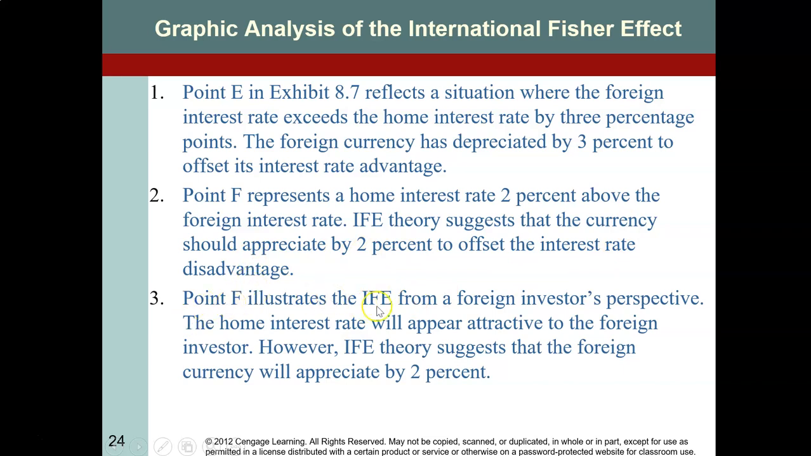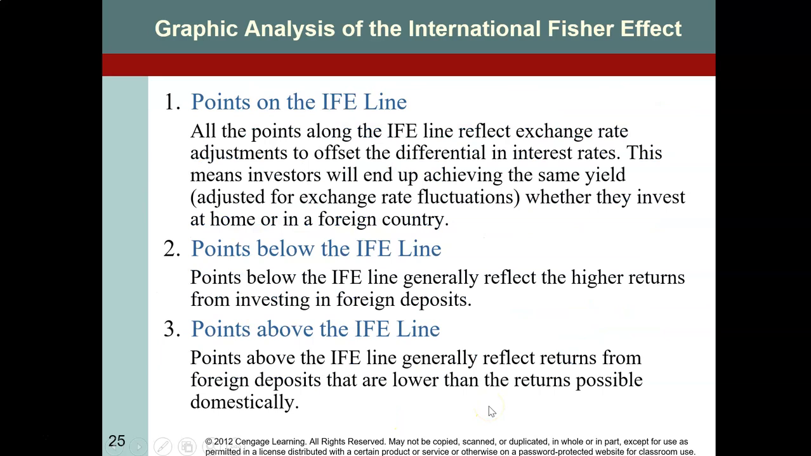Point F illustrates the IFE from a foreign investor's perspective. The home interest rate will appear attractive to foreign investors. However, IFE theory suggests that the foreign currency will appreciate by 2% to offset the advantage. Points on the IFE line: all the points along the line reflect exchange rate adjustments to offset the difference in interest rates. This means investors will end up achieving the same yield adjusted for exchange rate fluctuations, whether they invest at home or in a foreign country.